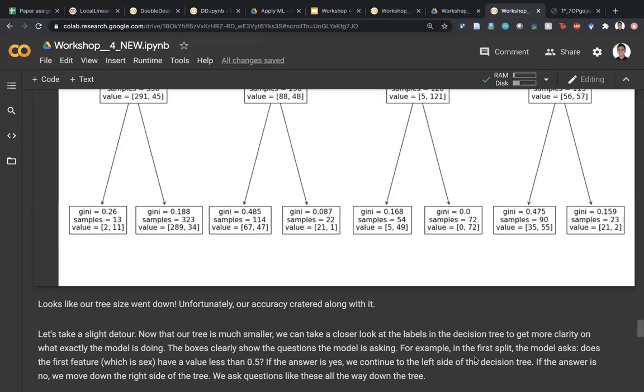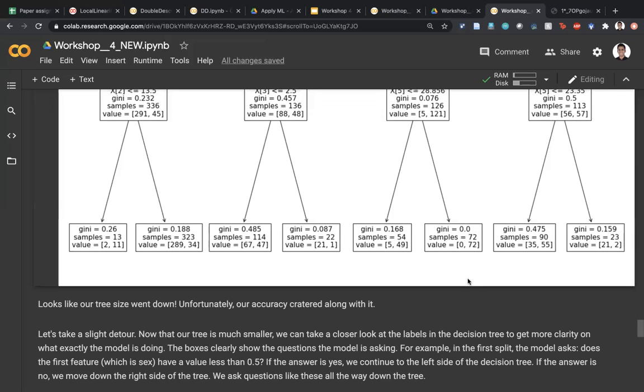Yeah, that's good. Wait, doesn't that bottom box not add up with the split given in the box right above it? Like it has 90 samples, but didn't the top one say it only got 56?